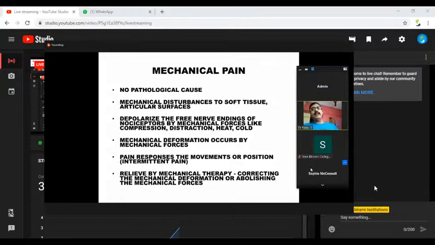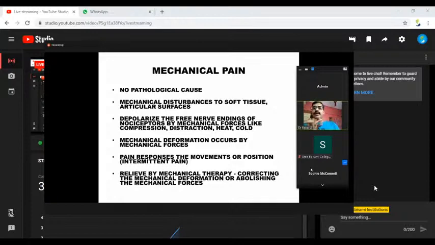followed by which mechanical pain originates. So the mechanical deformation that occurs by mechanical forces, and definitely this is an intermittent type of pain. The pain responds to the movement or the position, particularly the position or movement which can cause mechanical deformation of the tissue, followed by which mechanical pain originates. So that will be relieved by mechanical therapy.